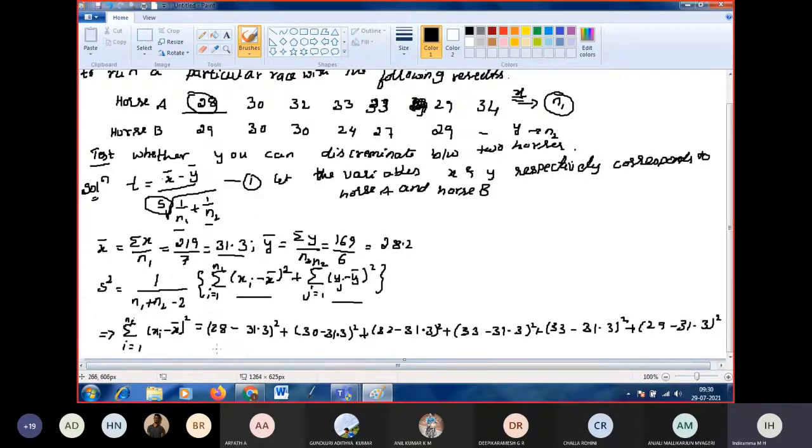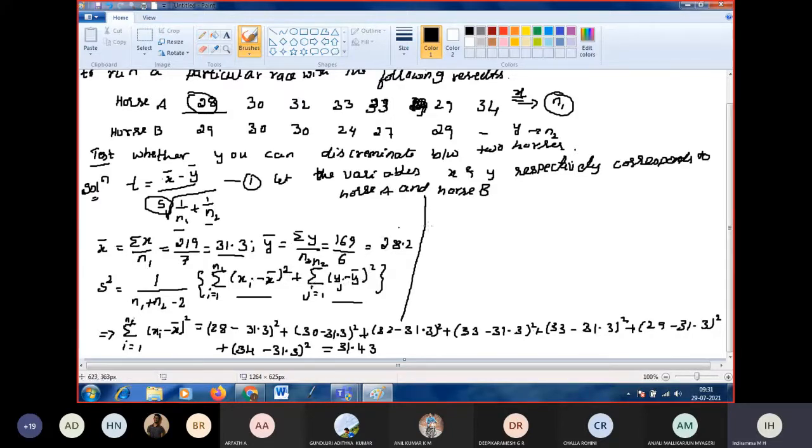Plus 34 minus 31.3 whole square. Let me check that all 7 values are there. I got 1, 2, 3, 4, 5, 6, 7. Okay, all the 7 values are there. Now if you simplify this, what will you get as the answer? Anybody, can you tell me? You will get the answer as 31.43.